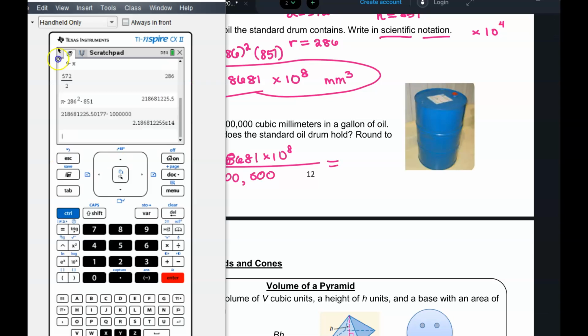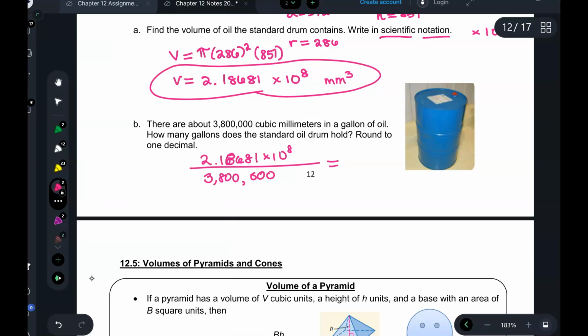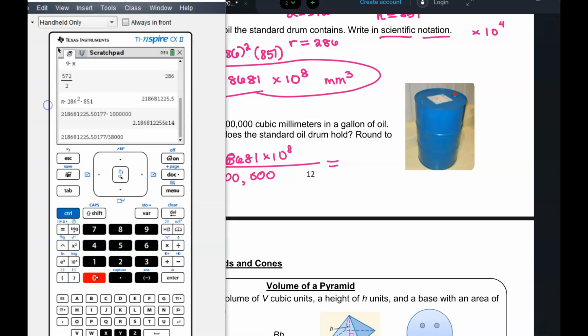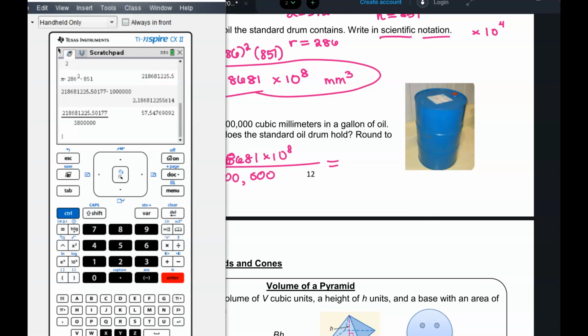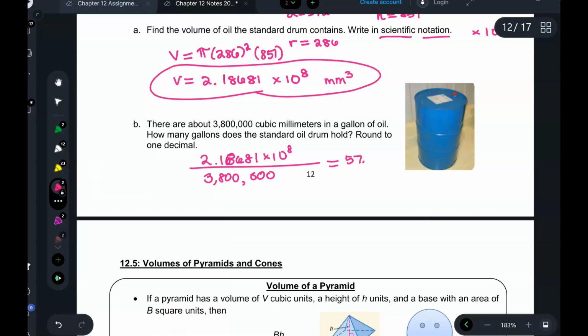Yeah, and because I already have this in my calculator, I'm just going to press enter and divide by 3.8 and 5 zeros, 1, 2. And I get about 57, what does it say? Round to 1 decimal? I got 57.5. 57.5 gallons.